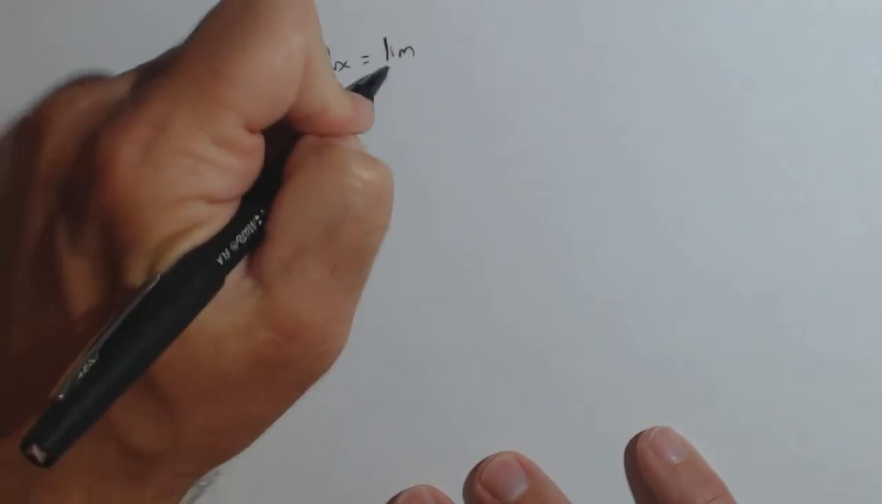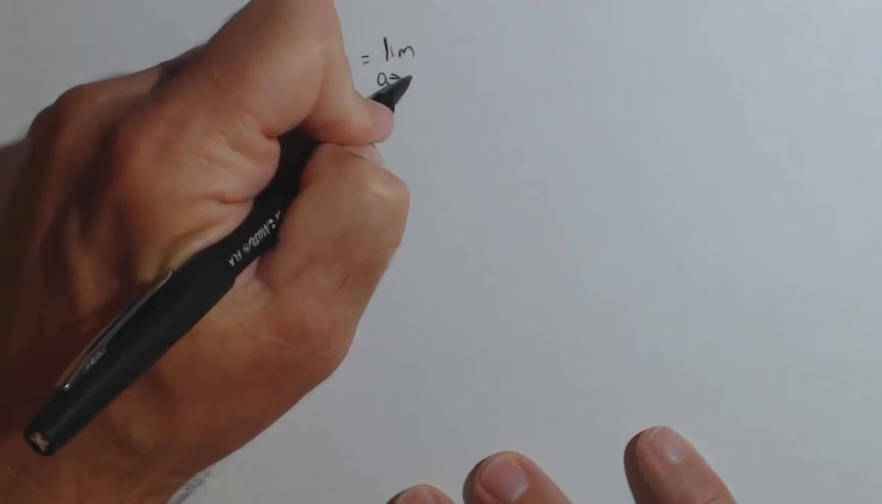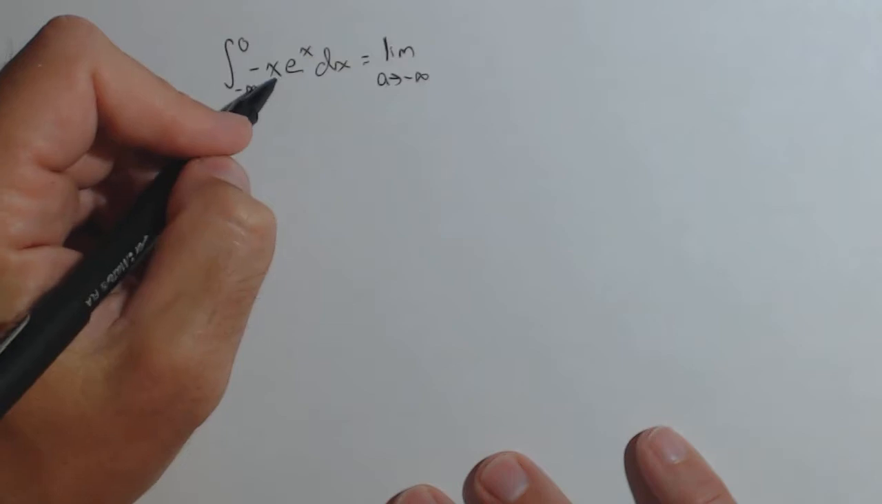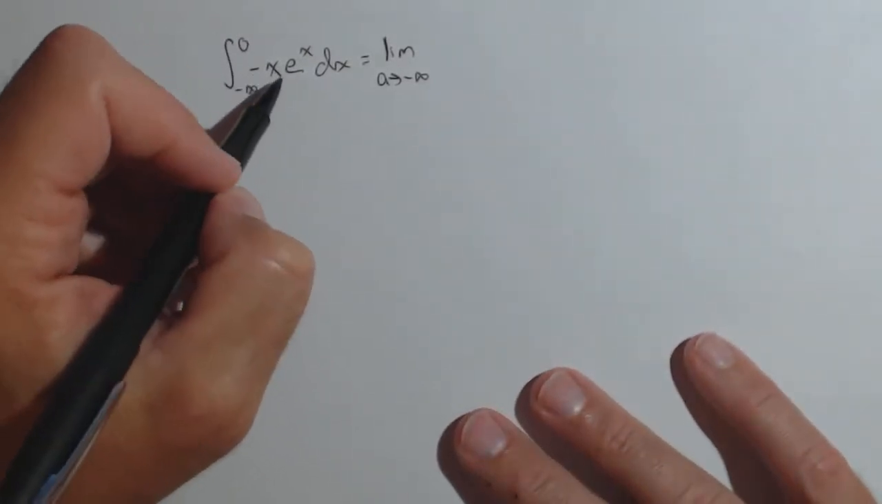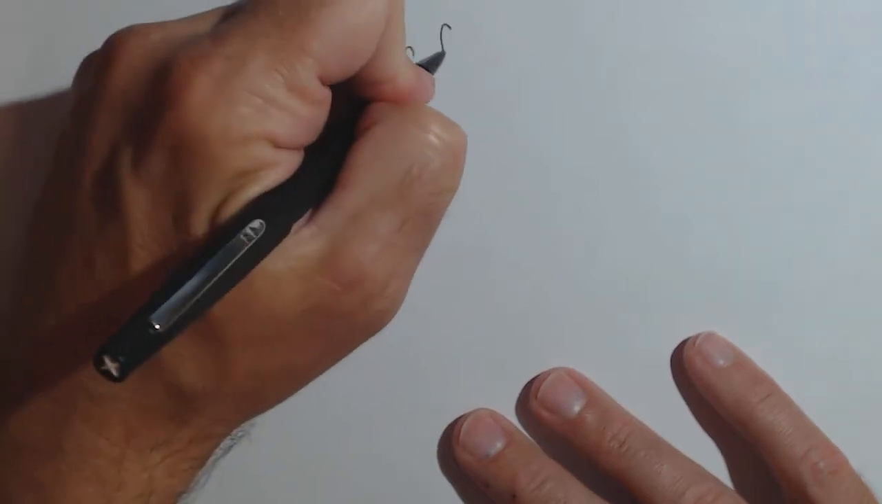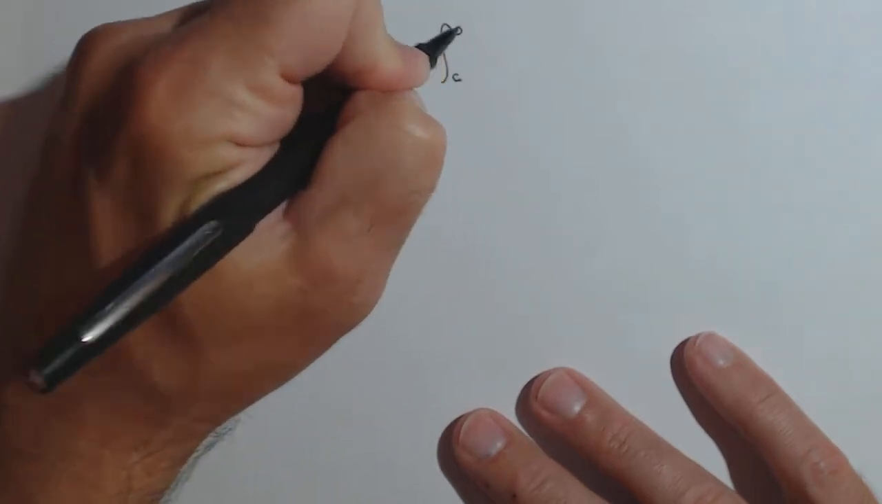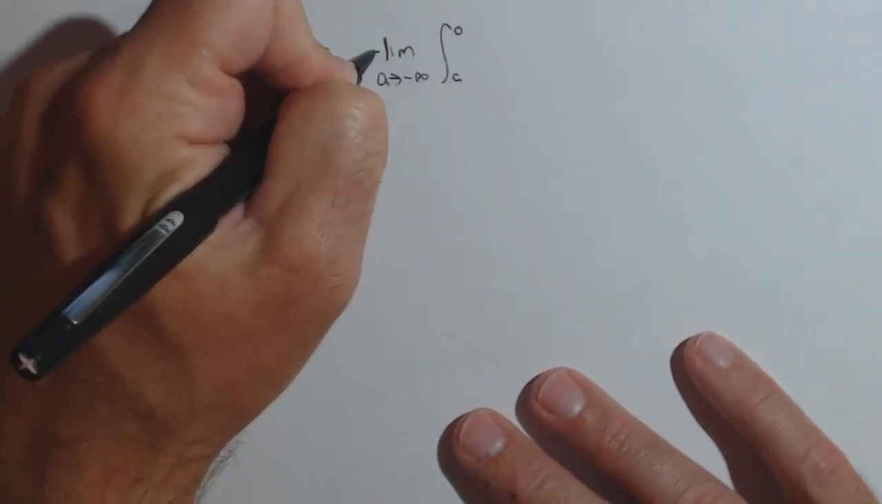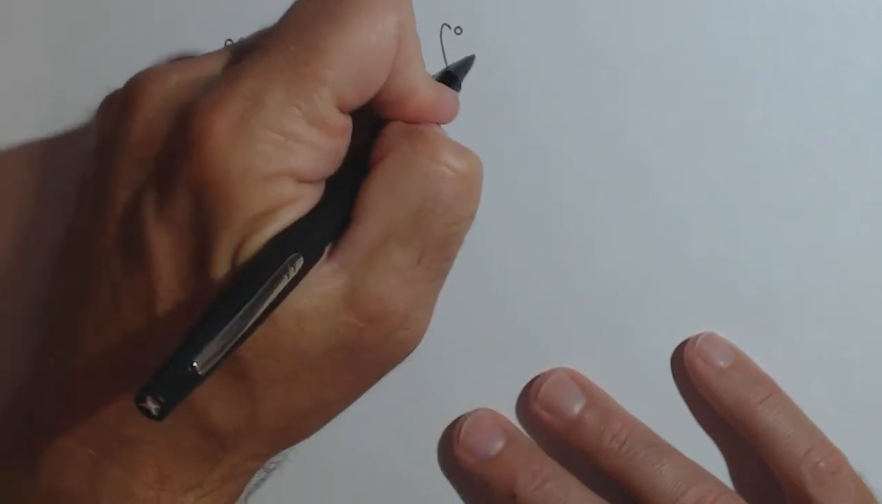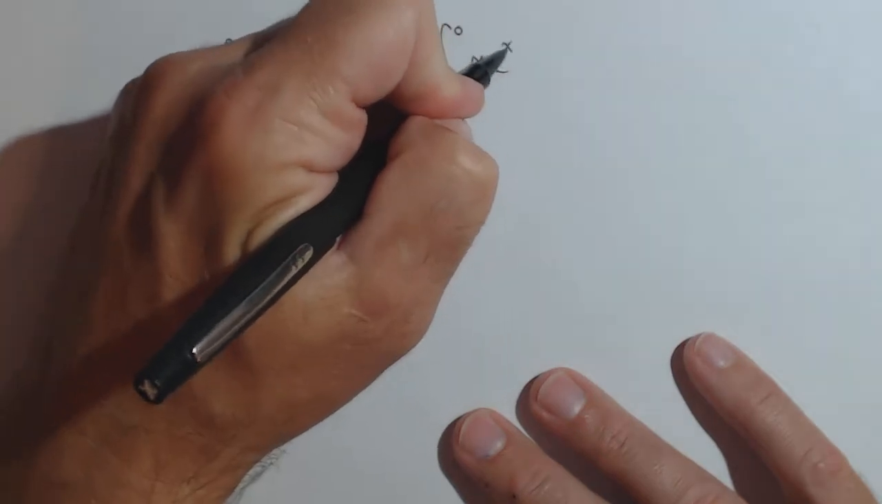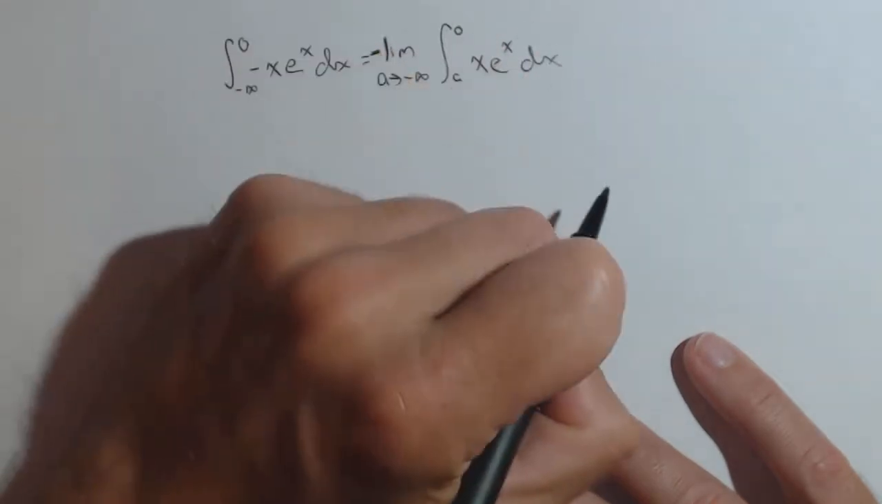So limit, and I like to use a for the lower limit. You can really use any letter you want, just don't use whatever variable you're integrating over so you don't get confused. So I replace that, it's going to be a to 0. I'm going to go ahead and pull the negative out front and save it for the end so it doesn't get in the way. x e to the x dx.